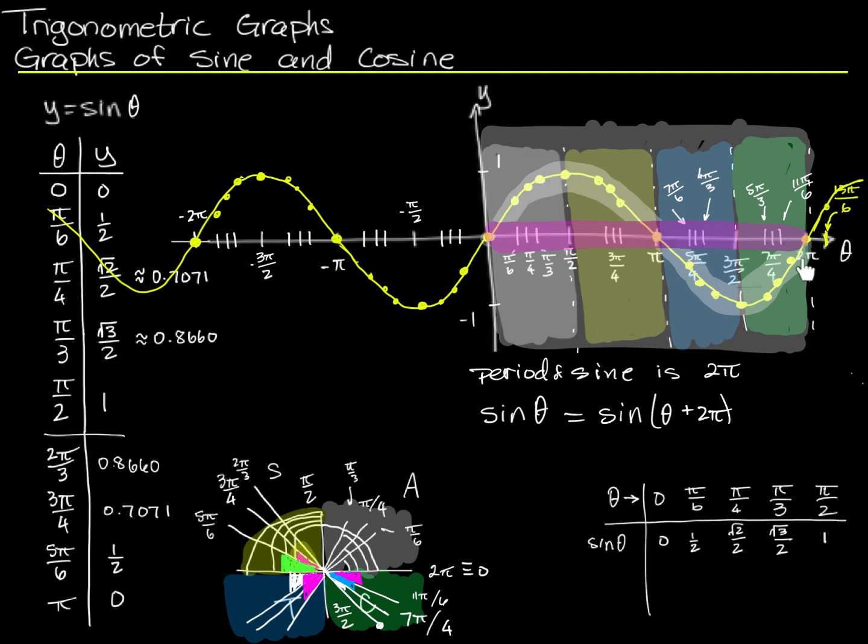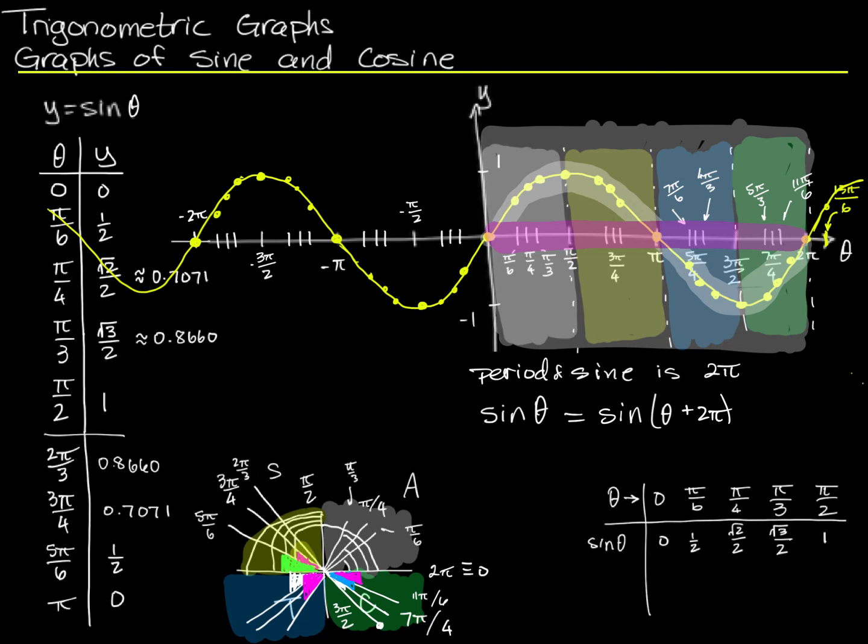So this right here is a full cycle, a full period of sine, and it takes a full 2 pi to get from 0 back to 0 at a place where we're going to start over. Okay, so that's why we say that the period of sine is 2 pi.